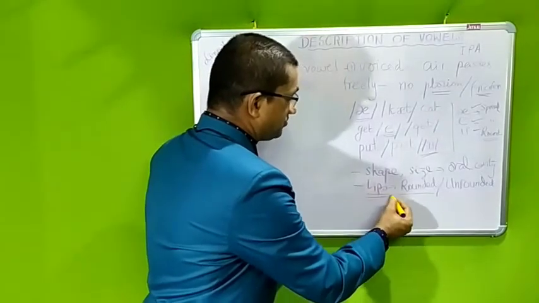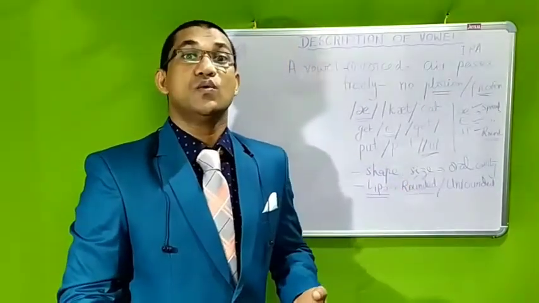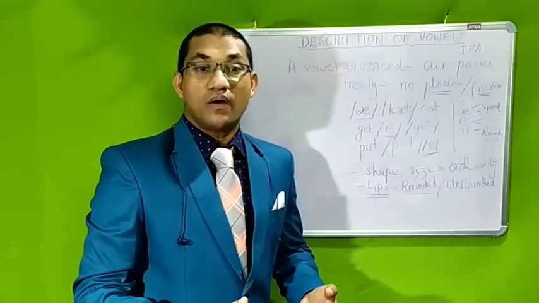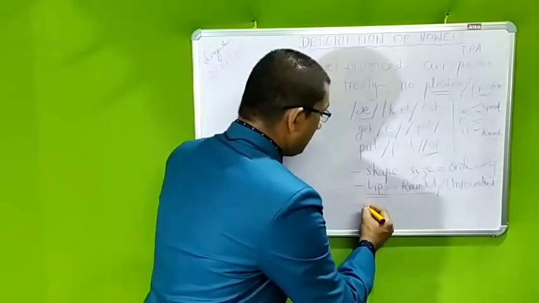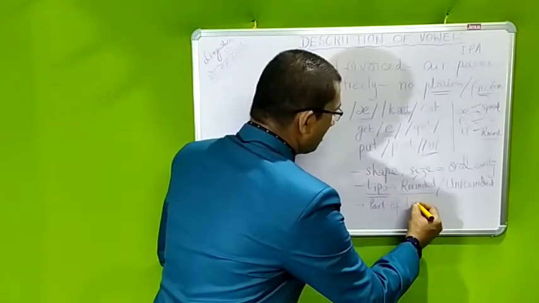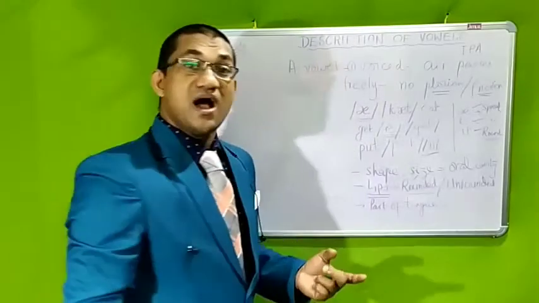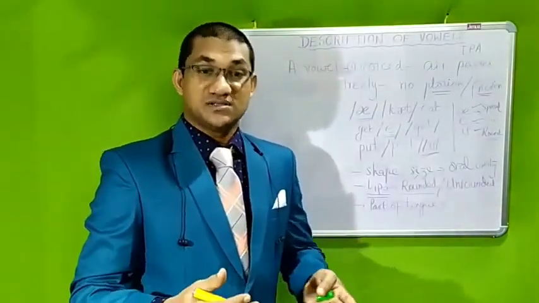Okay, the shape of the lips, whether it is a vowel sound, can be rounded, like in oo, o. All right. And now, of course, it is the part of the tongue. We have the tongue, and we use different parts of the tongue. And the parts of the tongue also decide the nature of the sounds.